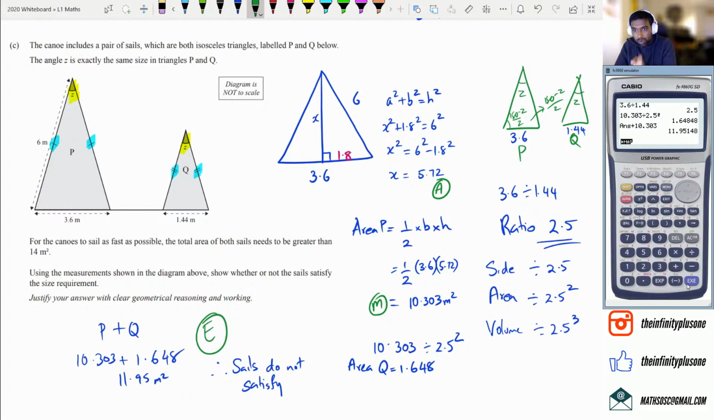So I'm going to go back to why that ratio gets squared and cubed for the area. But before I do that, does anybody have any other questions with question C?